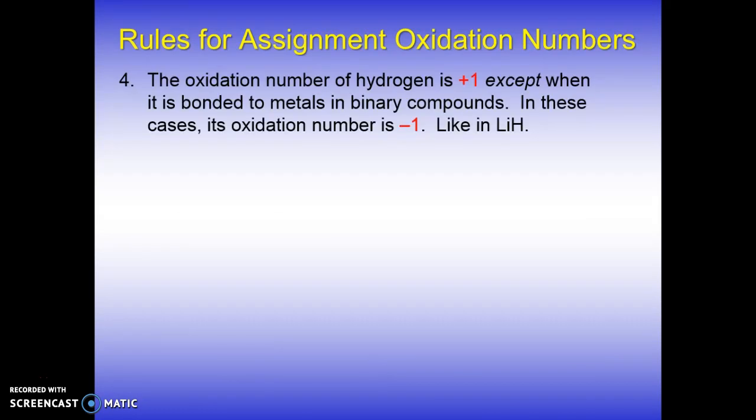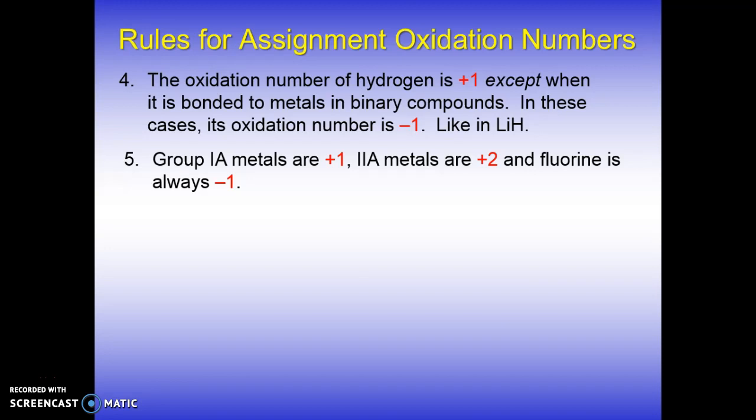The oxidation number for hydrogen is +1. Okay, so that's how I knew that we were looking at a peroxide. Oxidation numbers for hydrogen are +1, except when they are bonded to metals in binary compounds. So in these cases, lithium goes +1, which means hydrogen has to be -1. So if you have hydrides, lithium hydride, calcium hydride, anything like that, any hydride, hydrogen is going to have a -1 charge as opposed to a +1 charge.